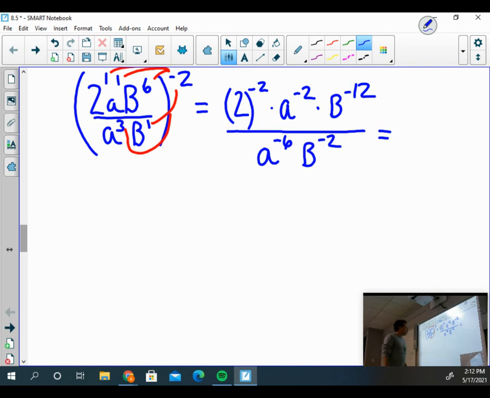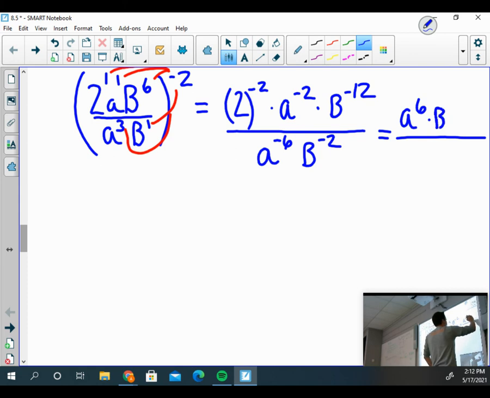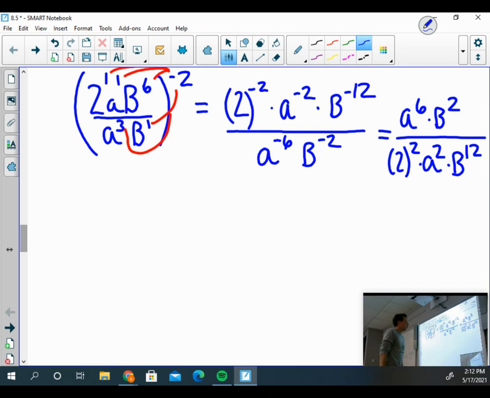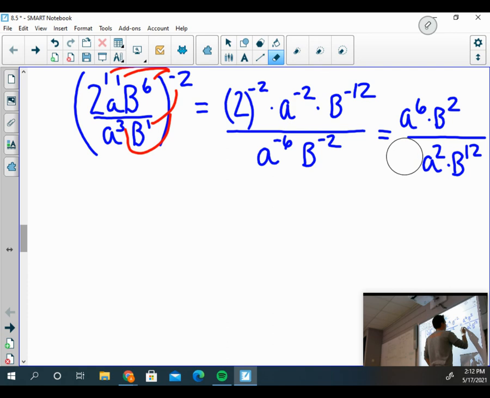And what I'm going to do at this point is go ahead and take every quantity that has a negative exponent and flip the side of the fraction it is on. So I will end up with A to the 6th, B to the 2nd, 2 to the 2nd, A to the 2nd, B to the 12th. When I look here, I see an easy simplification, and I won't even write a new line for it. I'll go ahead and do that now. We know 2 squared is 4.